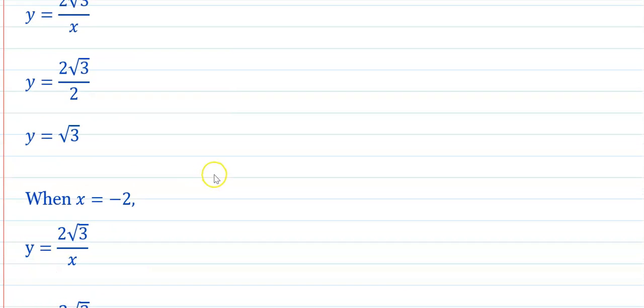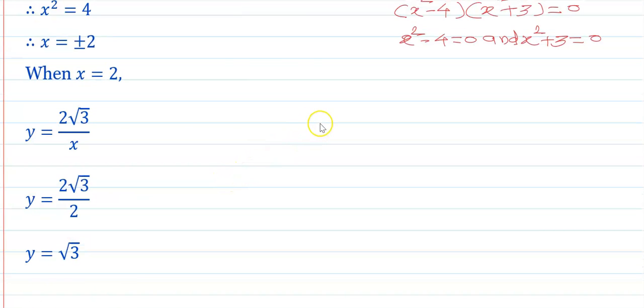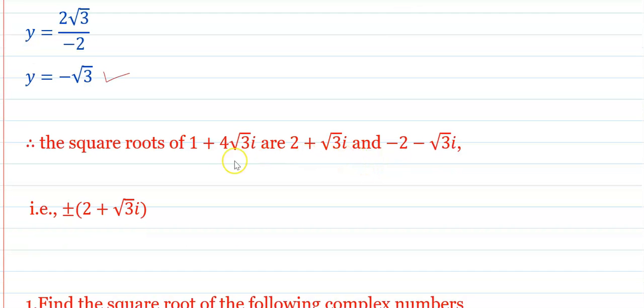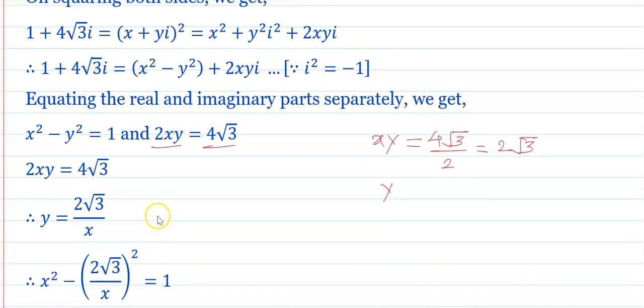Therefore, the root of the complex number, first, upon x is equal to, what have we taken? That is x plus iy. x is 2 and y is root 3, so 2 plus root 3i. And the other is x is minus 2 and y is minus root 3i. Okay. And therefore the square root of 1 plus 4 root 3i is 2 plus root 3i, minus 2 minus root 3i, that is plus or minus of 2 plus root 3i. Okay. You can see that.